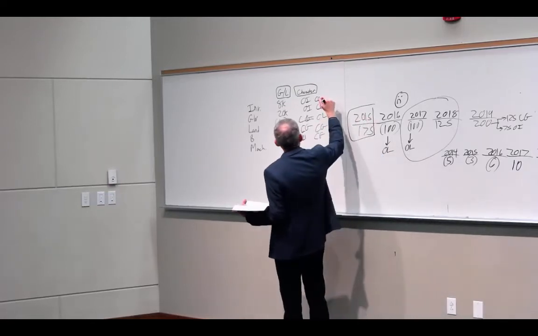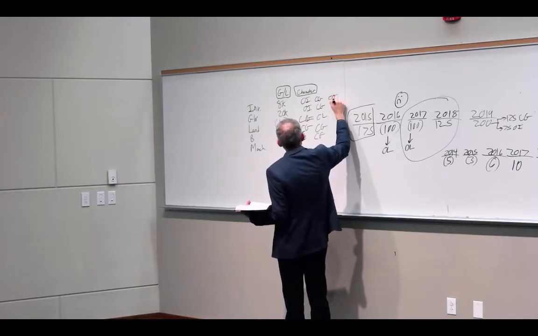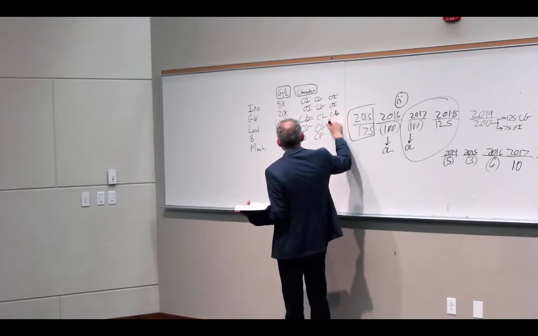Inventory is ordinary. Right? Goodwill is ordinary. And then it's capital. Buildings, capital loss. Building is what? Capital gain. Right? Machinery is capital gain.